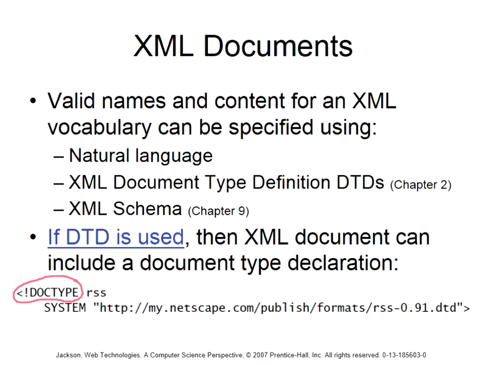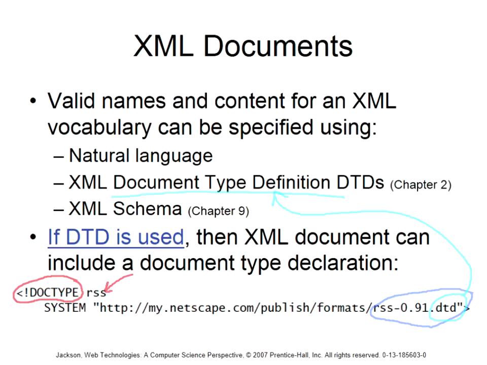So valid names and content for an XML vocabulary can be specified using three manners: using natural language, using XML document type definition, DTD, or using XML schema. So there are three manners to define this vocabulary: natural language, XML document type definition, and XML schema. If document type definition is used, then an XML document can include a document type declaration.